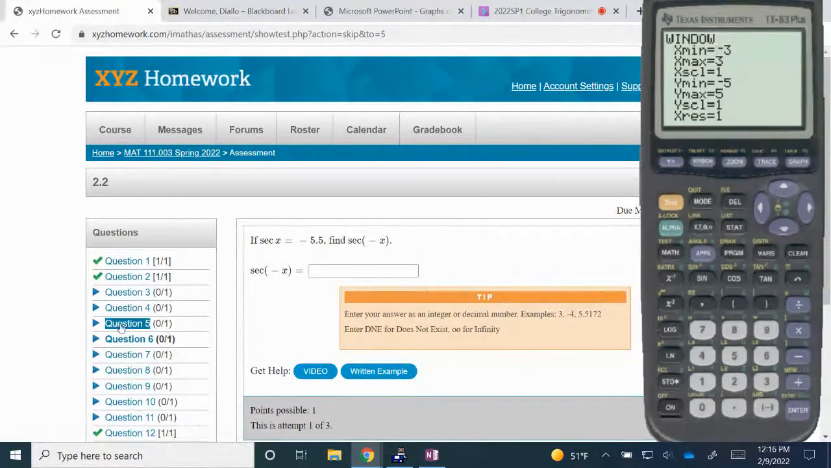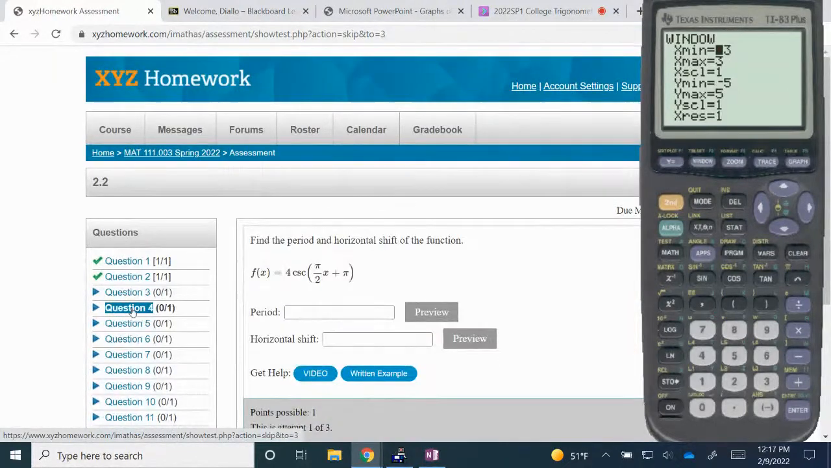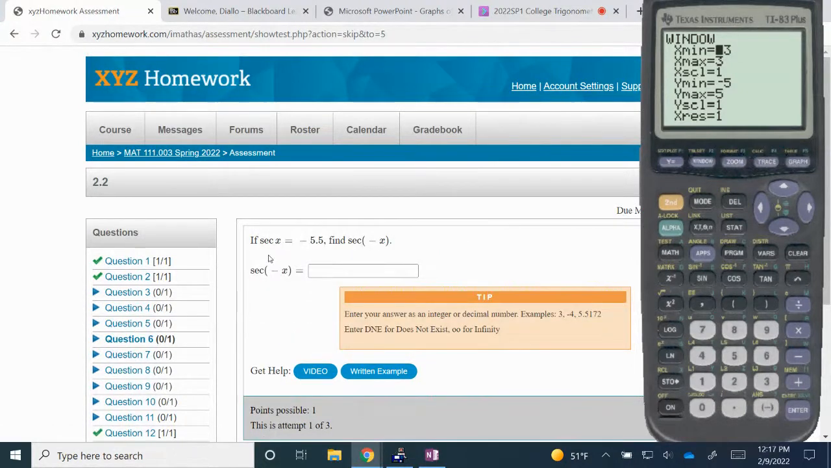Okay, we're also given problems such as these. It says if the secant of x is equal to negative 5.5, then we're asked to find the secant of negative x.